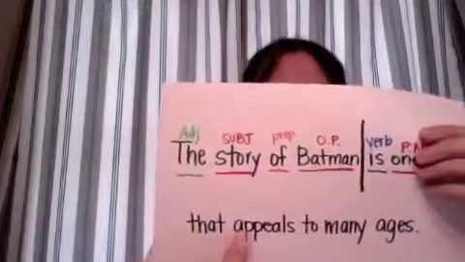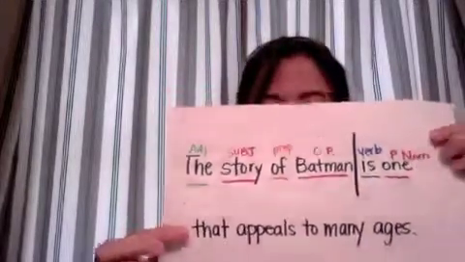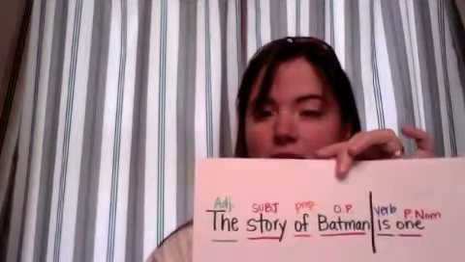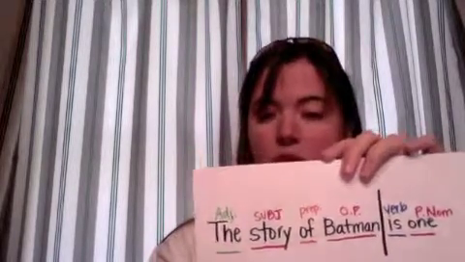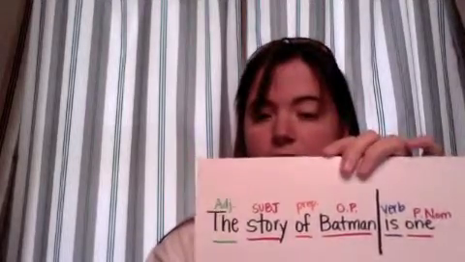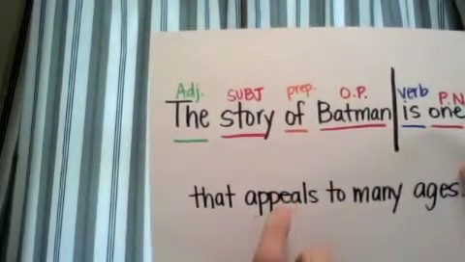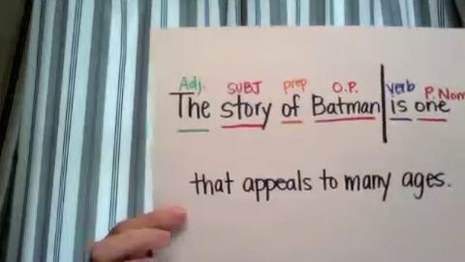Now, remember how I told you that you needed to know your phrases and clauses and that would help you out? That appeals to many ages. Do we have a verb here? Sure do. Appeals. That is a relative pronoun. So I have a pronoun and a verb. This is basically functioning as a subject and a predicate. Okay? So what I have here is a relative clause. That's what it's called, a relative clause.